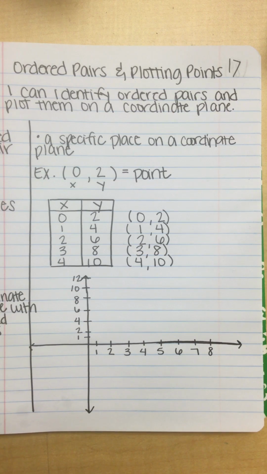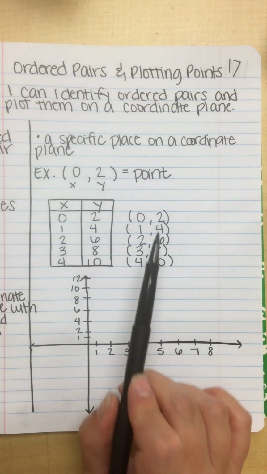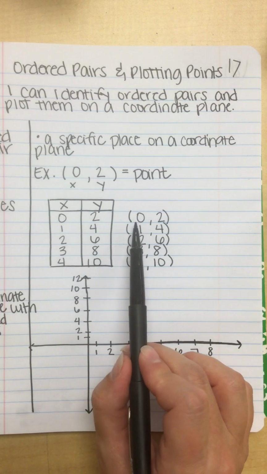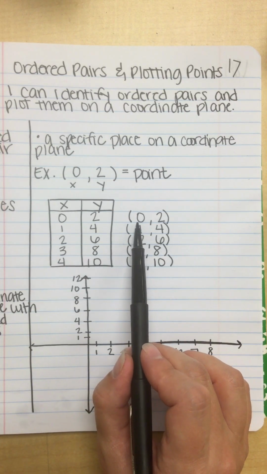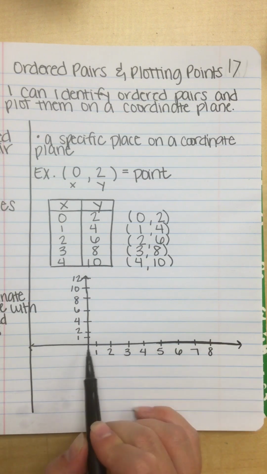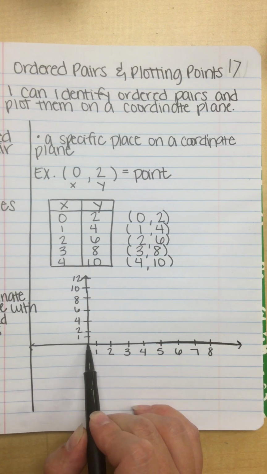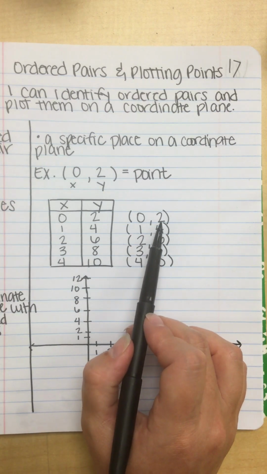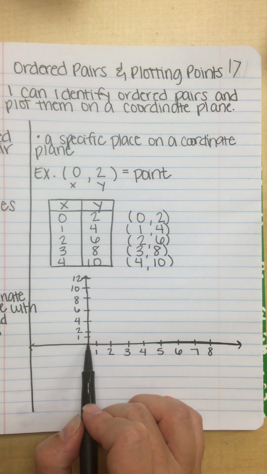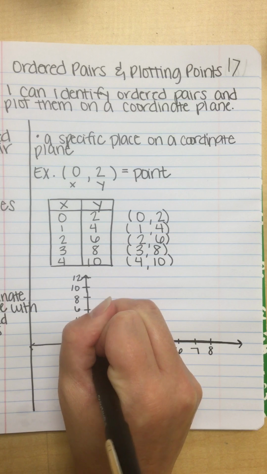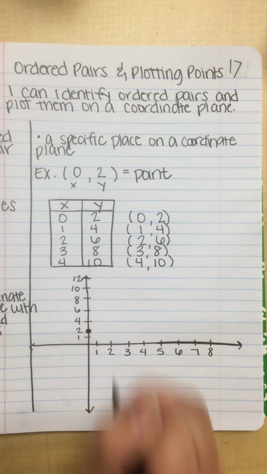Okay, so now my coordinate plane is ready to put in my ordered pairs. So what we're going to do is look at our very first ordered pair that we have at the top. The x number is 0. So I'm going to go to 0 on my x-axis. So this is my x-axis. I'm going to go to 0. Then I'm going to go up to my y number. So my y number is 2. So x is 0. I go up to 2. And I'm going to put a point right there.